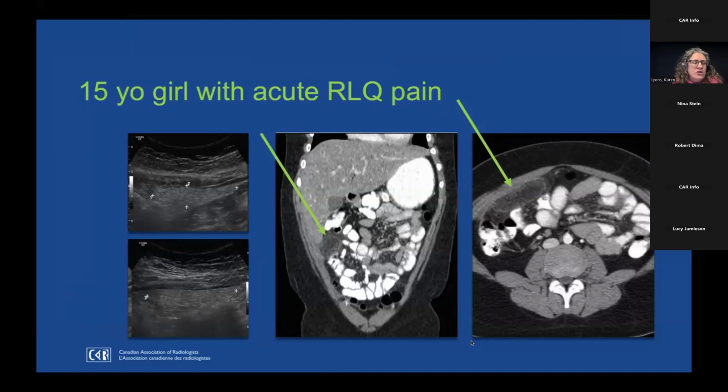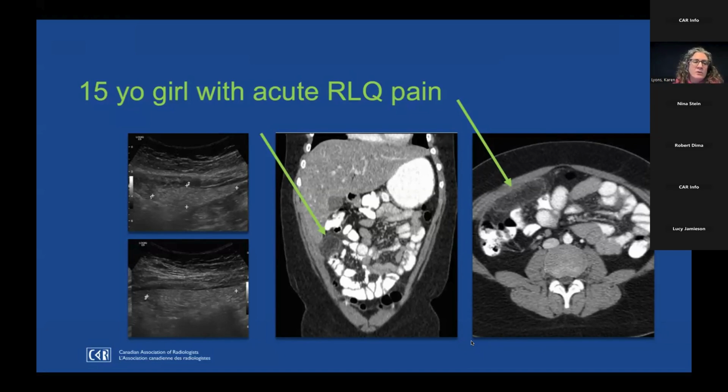And this ultrasound that you see is exactly where she was tender. You can see there is focal increased echogenicity of that omental fat. That prompted referral for a CT to see if they could identify the cause of the inflammation.